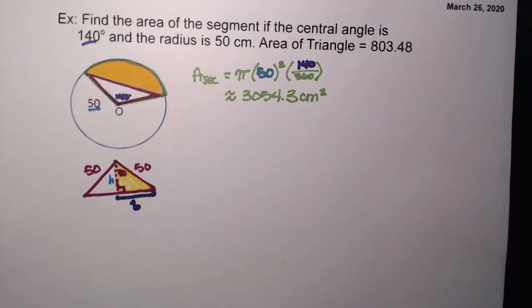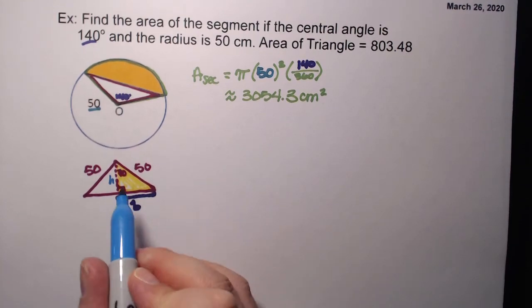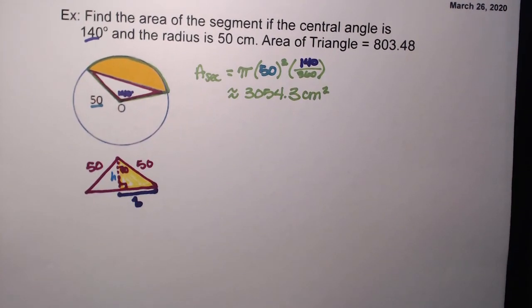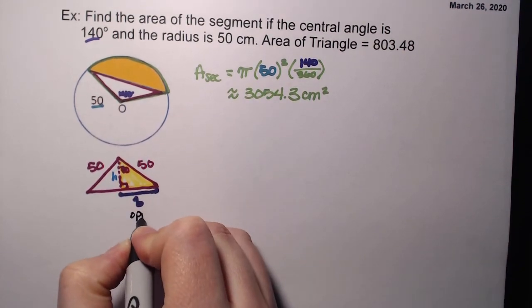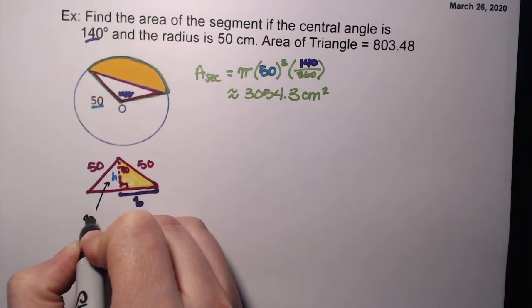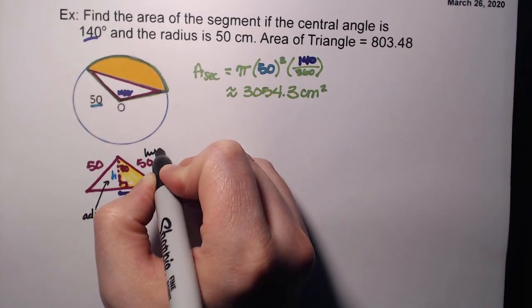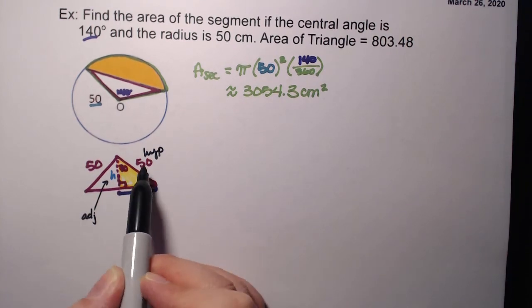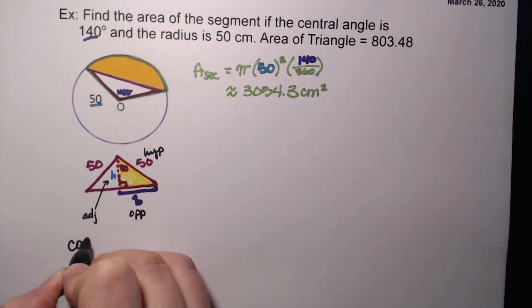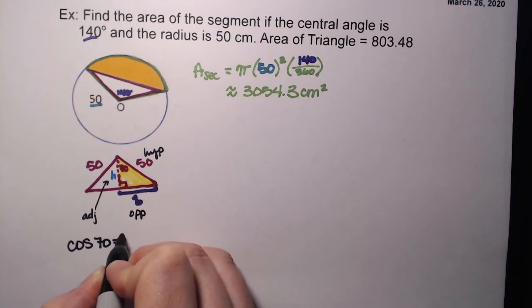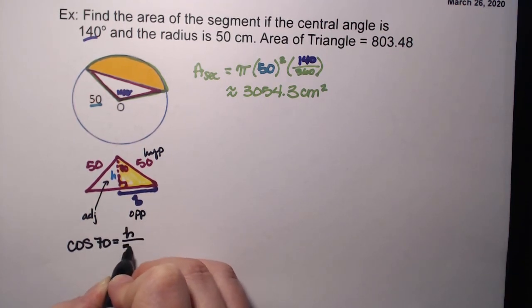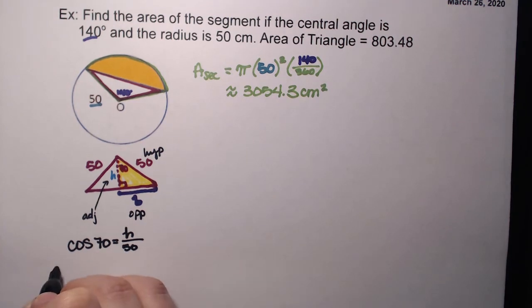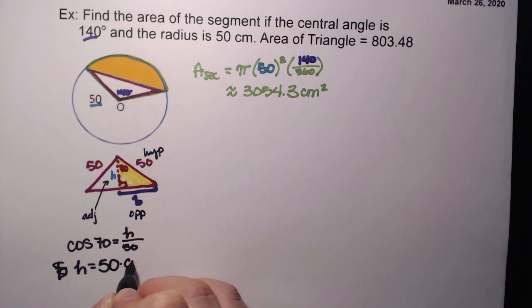Okay, so I can use trig functions to find the height, because if that's 70, this is the opposite side, the adjacent side, and the hypotenuse. So cosine is adjacent over hypotenuse. So cosine of 70 is going to equal the height divided by 50. Multiply that over. And I get 50 times cosine of 70.